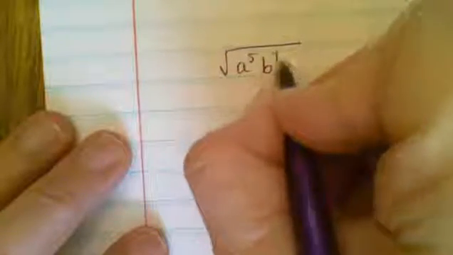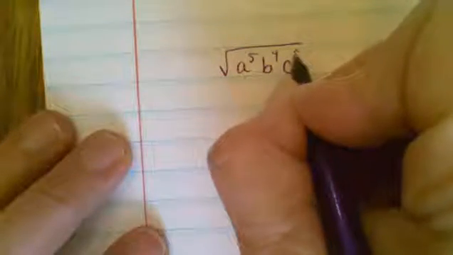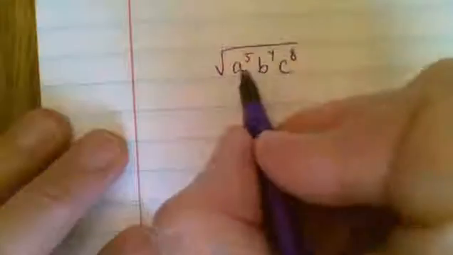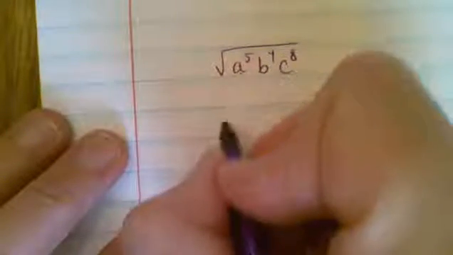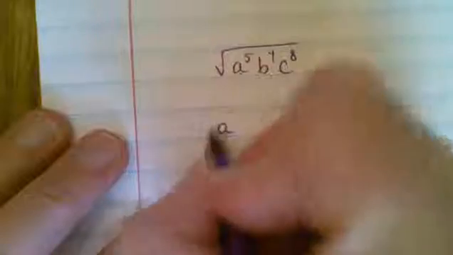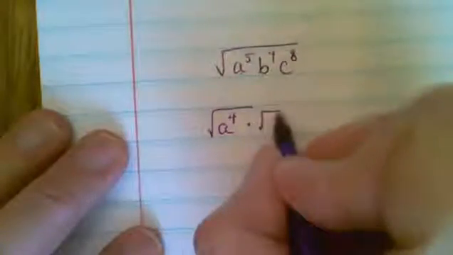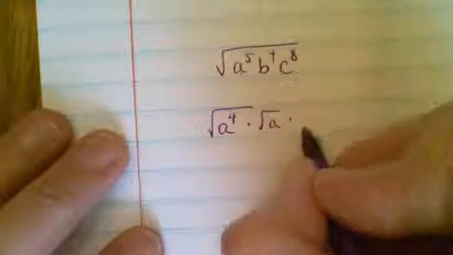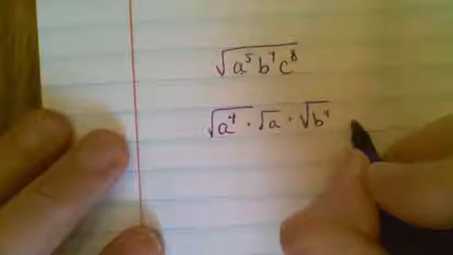So when I have something like the square root of, let's do a to the 5th, b to the 4th, c to the 8th. All right, so when I look at this, 5 divided by 2 is not a perfect square. So I have to think of that as the square root of a to the 4th, because that is a perfect square, times a to the 1st. b to the 4th already is, so I'm going to leave that alone. And c to the 8th is.